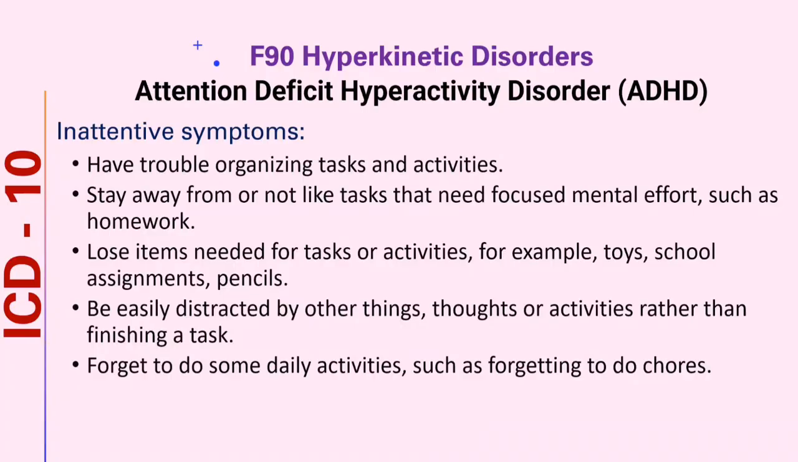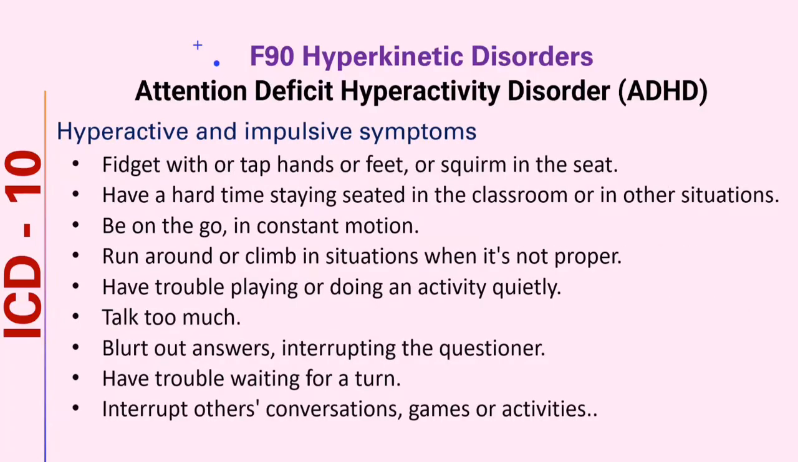They are easily distracted by other things, thoughts or activities rather than finishing a task. For example, a child is doing his or her homework and some distraction or sound is there, which is not enough to distract normally. They will get distracted by those subtle stimuli. They forget to do some daily activities, such as forgetting to do household chores or school activities.